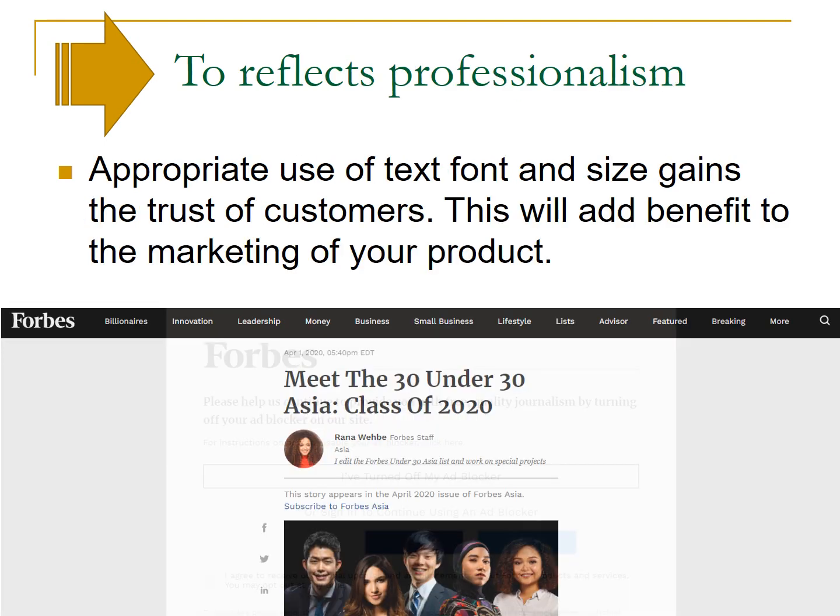Next, the correct addition of typography in a design project reflects great professionalism. Appropriate use of text, font, and size gains the trust of customers. This will add benefit to the marketing of your product if your website is based on business. The professional approach of design includes typography at its core. Typography defines the importance of the content you provide, and customer feels secure regarding the information they gain.